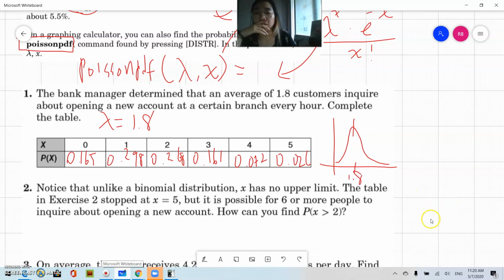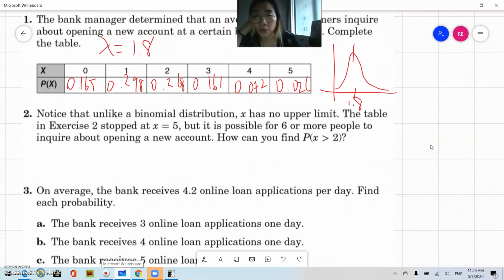Alright, let's look at number 2. Notice that unlike a binomial distribution, x has no upper limit. This is a huge difference, because you could possibly have a really large number. What if something happens that you never expected, and on average you get 1.8 customers, but maybe 100 people came? It's very unlikely, but it is possible. And that's why there is no upper limit on x for the Poisson distribution.